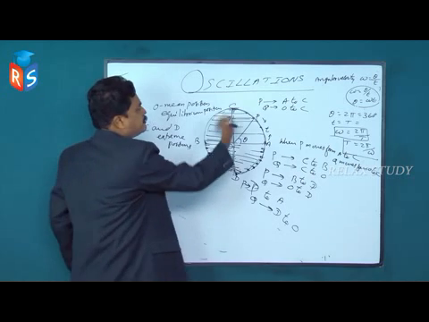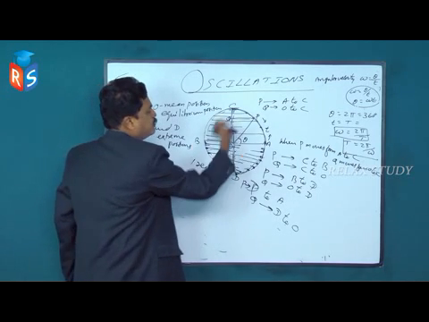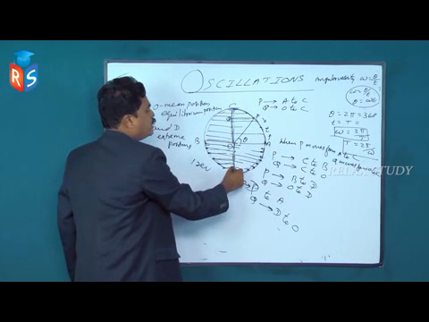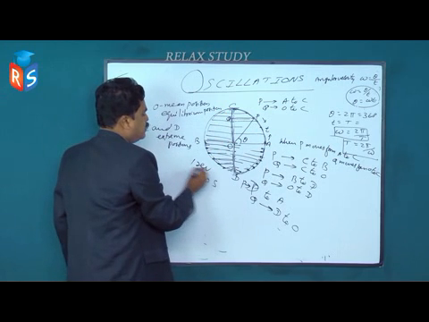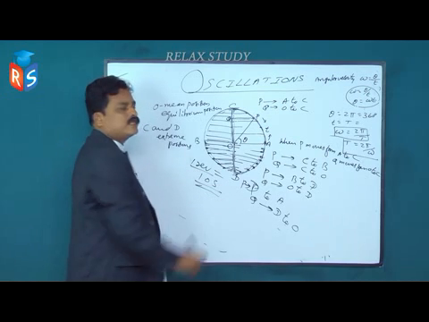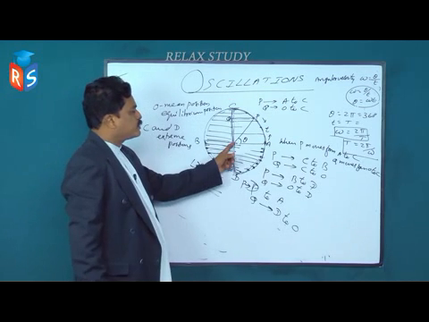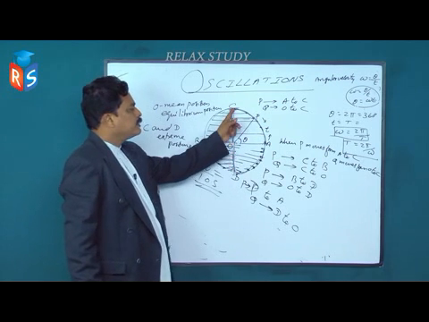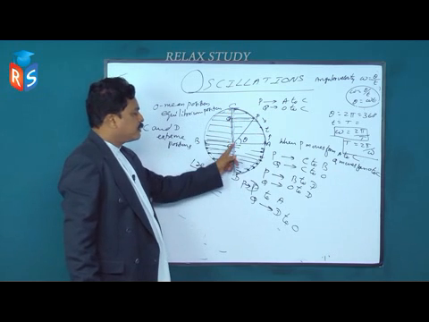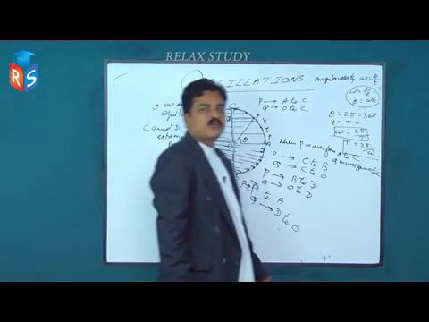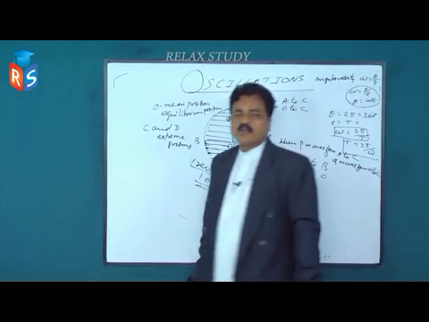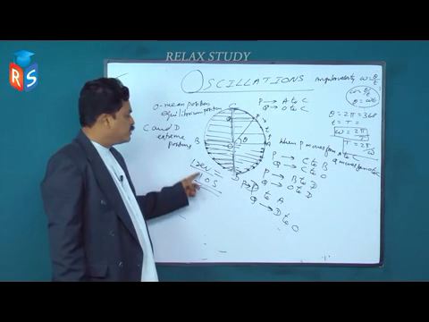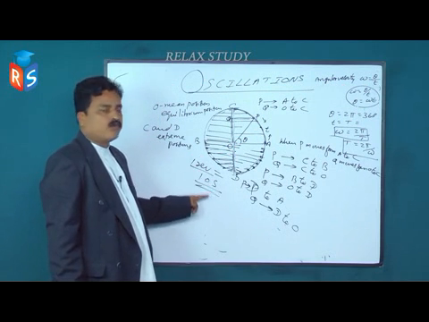When this particle makes one revolution, Q moves from O to C, C to O, O to D, D to O. One revolution equals one oscillation. One oscillation means one to and fro motion: from the mean position it goes here, and comes back. That is called one oscillation. During one oscillation there is one revolution, so one oscillation is one revolution.